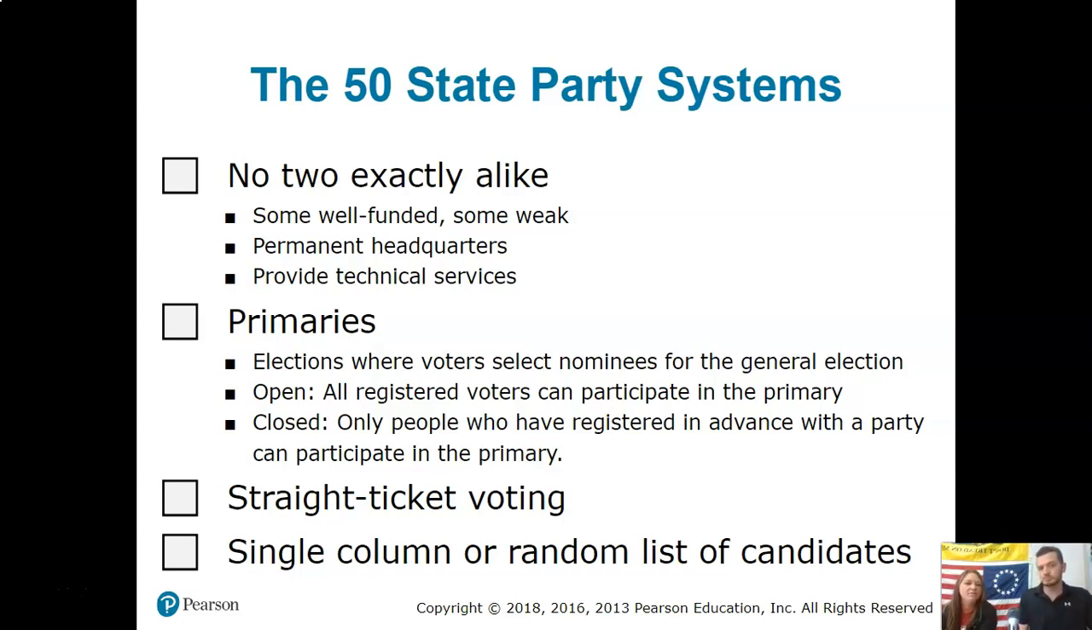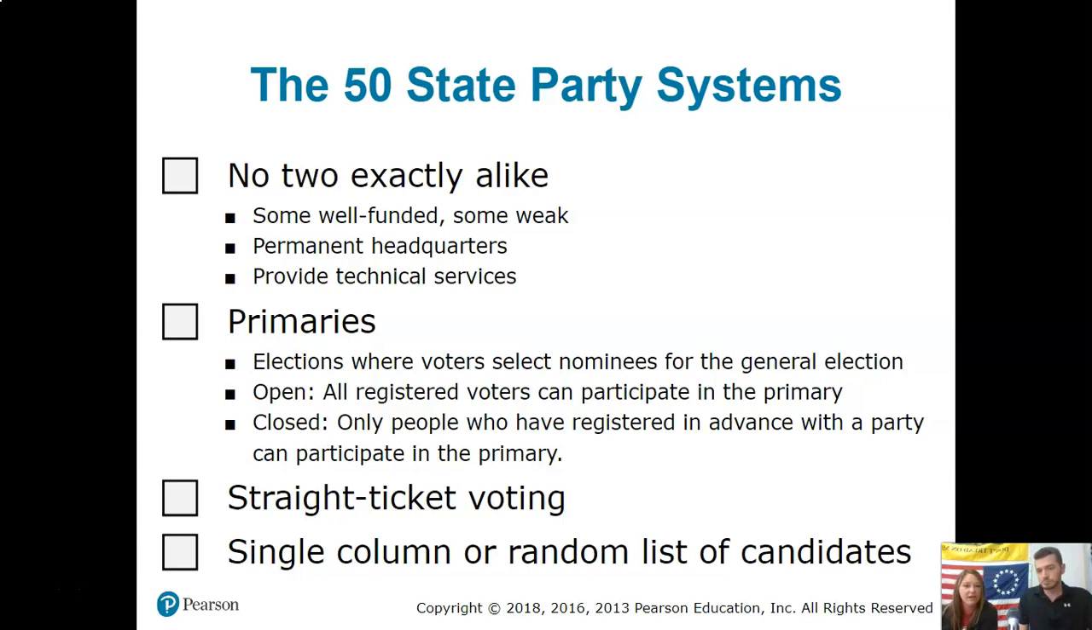The state party systems are also going to coordinate and help with primary elections. Remember, primary elections are kind of like pre-election elections. It's a way for us to narrow down the candidate field for each of the big political parties. For example, in a presidential election year, we would go to the polls in the spring, like in April, and pick who from each of the parties we prefer to be that leading candidate. These are elections where voters select nominees for the general election.